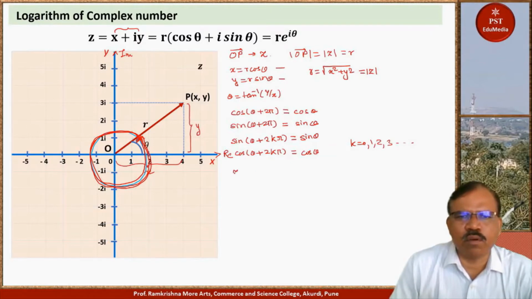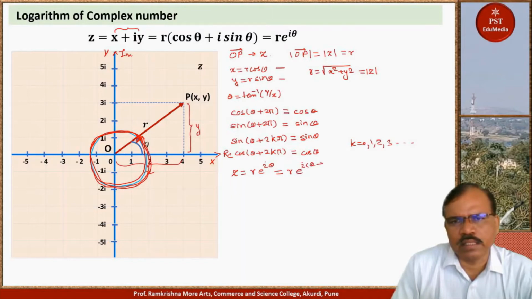So exponential form of complex number, we can write z is equal to r e raised to i theta, which is equal to r e raised to i theta plus 2k pi. So this is also written as modulus of z into e raised to i theta plus 2k pi. And this theta is called argument of complex number z.